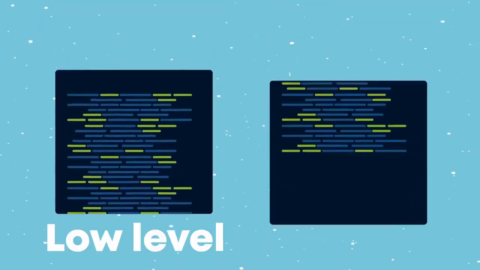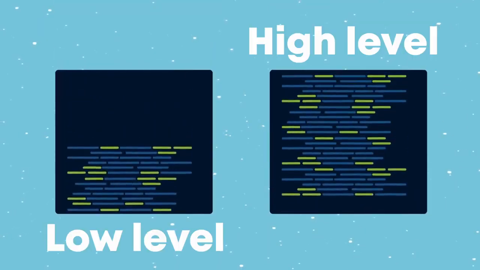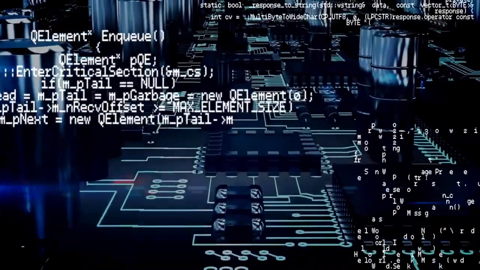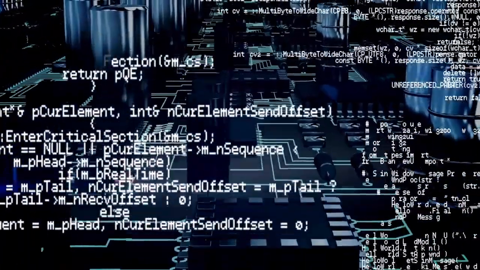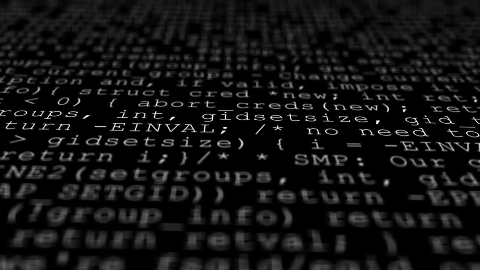Programming languages are generally categorized into low-level and high-level. Low-level languages are closer to machine code, basically speaking directly to the hardware. They're faster, but harder to write. High-level languages, on the other hand, are more abstract and easier for humans to read and write, but they need extra layers to communicate with the machine, which can slow them down a bit. It's like speaking directly versus using a translator.